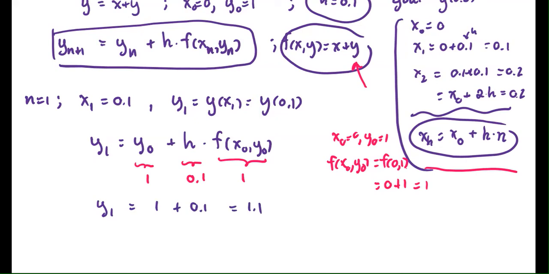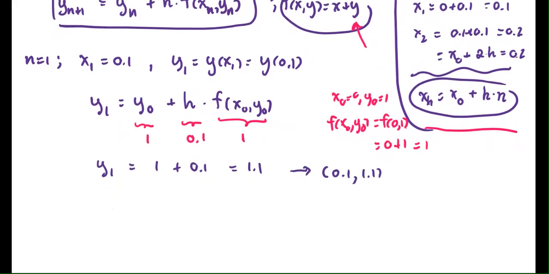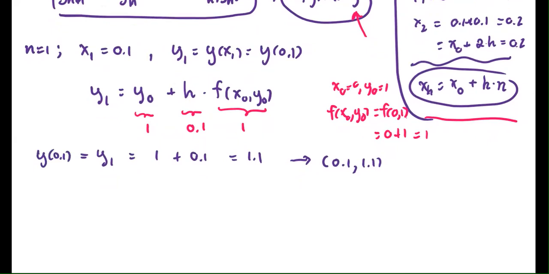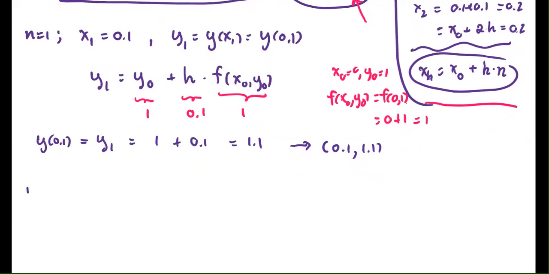Okay. The problem asks for 4 decimal places. You can leave it as 1.1, or you can put 3 more zeros. It doesn't matter. So at this step, we get the ordered pair 0.1, comma 1.1 as the first approximation. And y1, again, is y at 0.1. In the next step, we're going to do n equals 2. That means we're going to get to the point x2, or point 0.2.